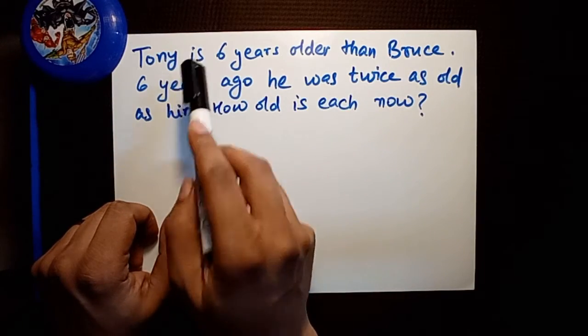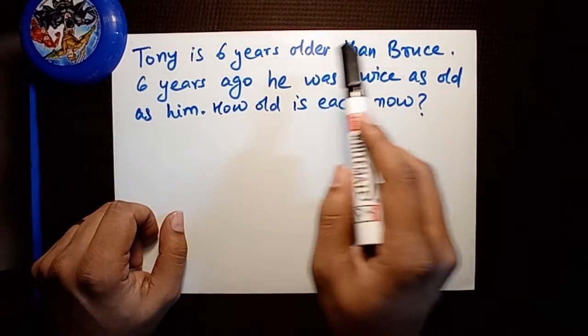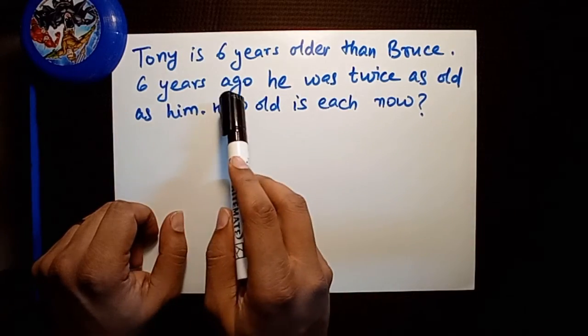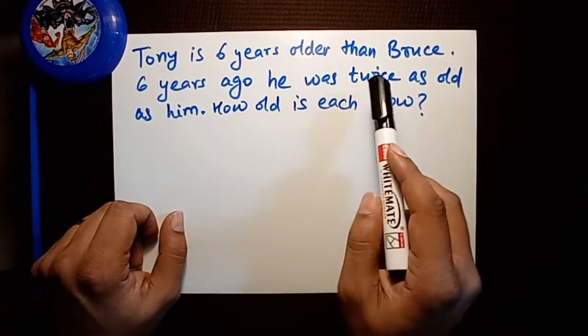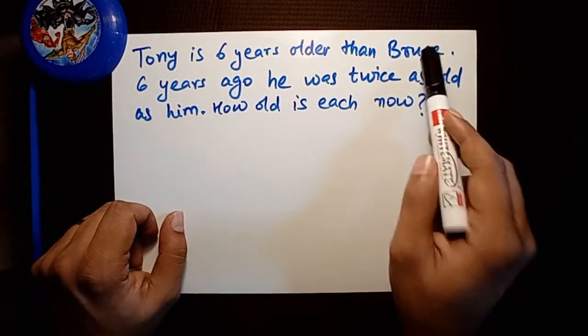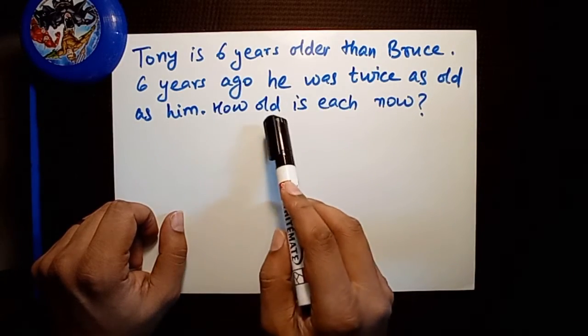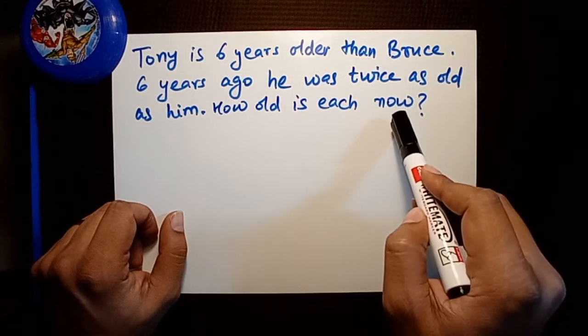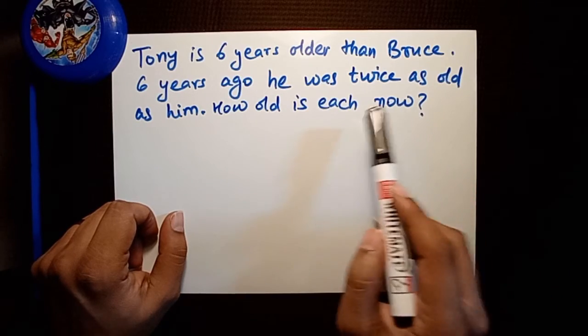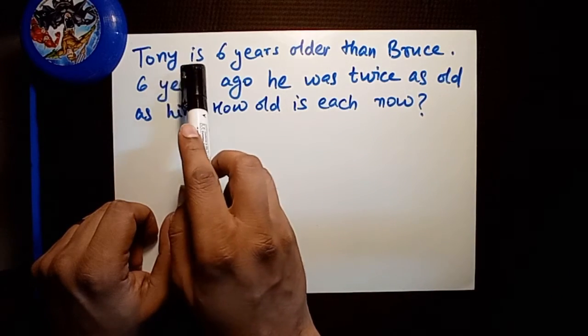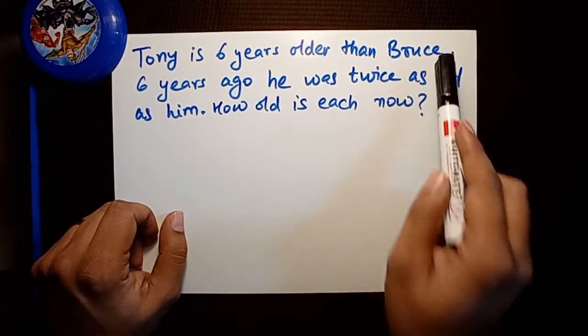So this is present tense. Tony is 6 years older than Bruce. 6 years ago, Tony was twice as old as Bruce. How old is each now? Present tense. What is happening in present tense? Tony is 6 years older than Bruce.